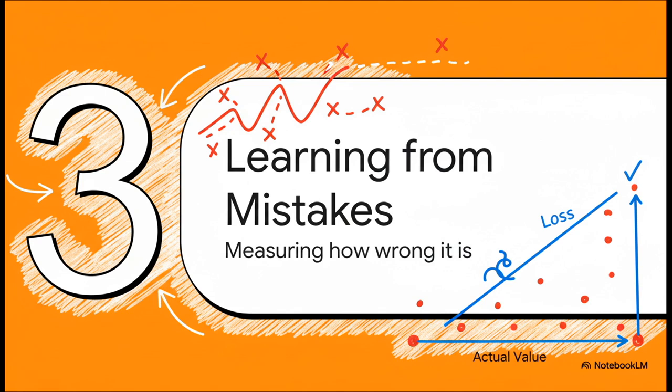So how does a machine actually learn those perfect values? Well, it's pretty cool. It basically starts by taking a wild guess, and then it measures just how bad that guess was. And in the world of machine learning, that measurement of wrongness has a name. We call it the loss.